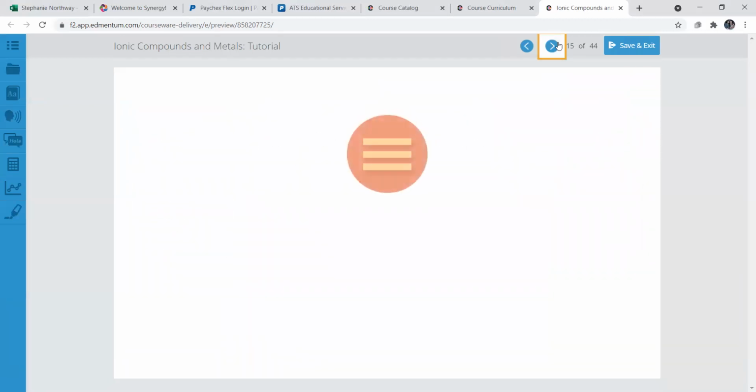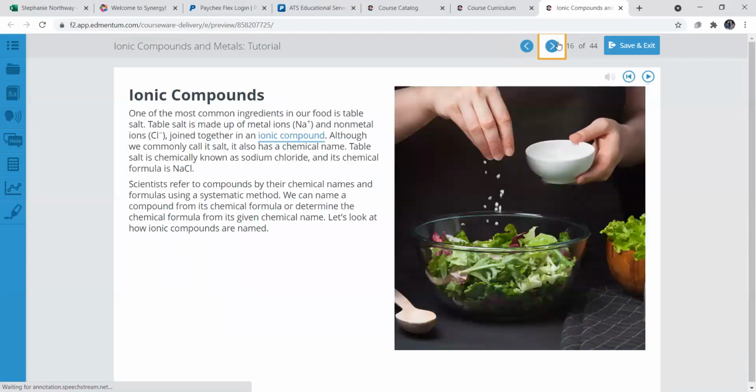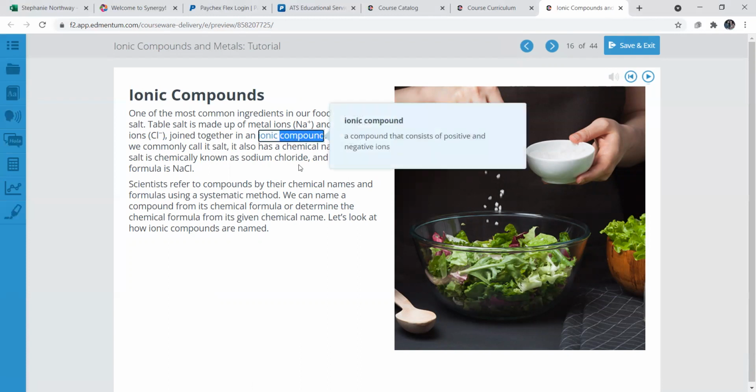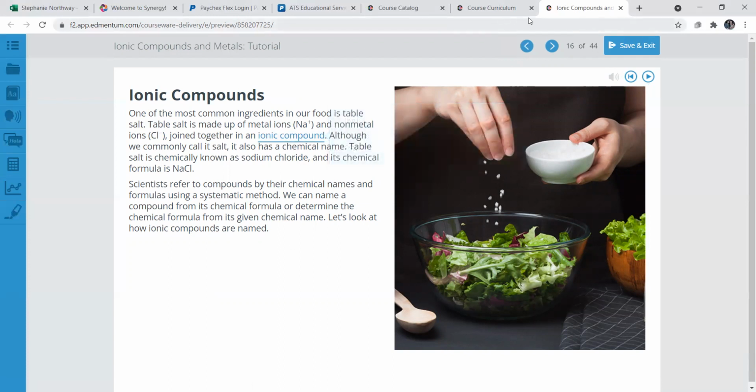All right, I'll have you do this on your own. Ionic compounds, let's go ahead and read this. So what are ionic compounds? Well, a compound that consists of positive and negative ions. So it has both.